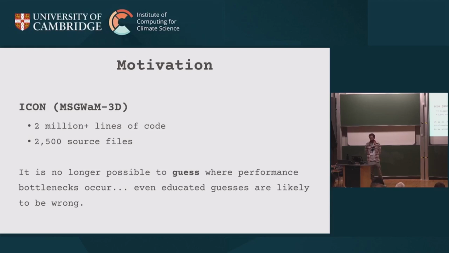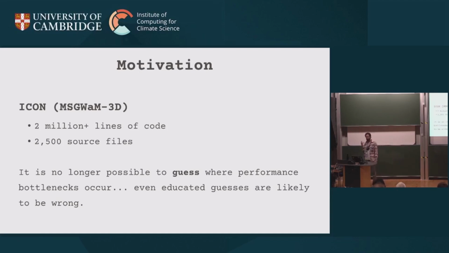And Icon has 2 million lines of code spread across over 2,500 different source files, including C, Fortran, and C++, though it's mostly a Fortran code. And they said, look, it's not performing how we expect. Okay, where do you start looking, right?